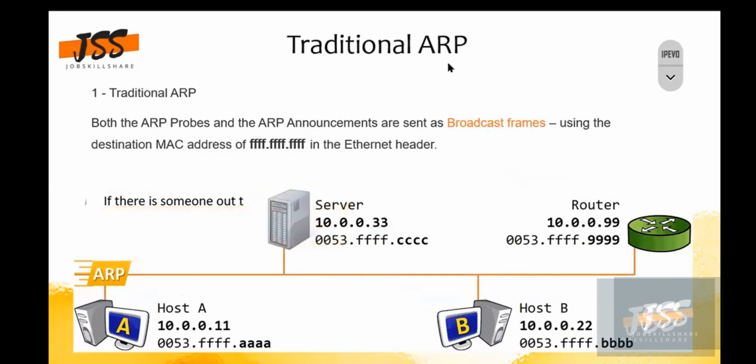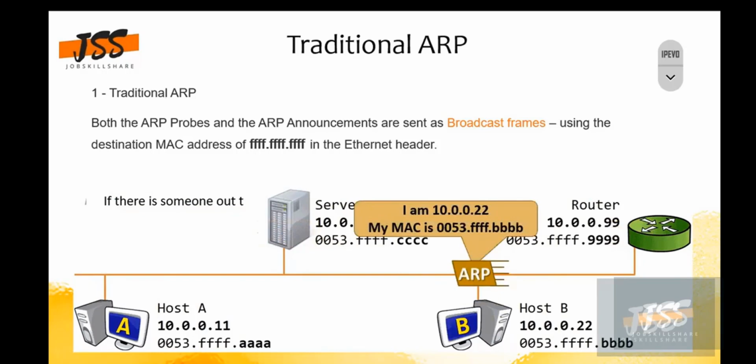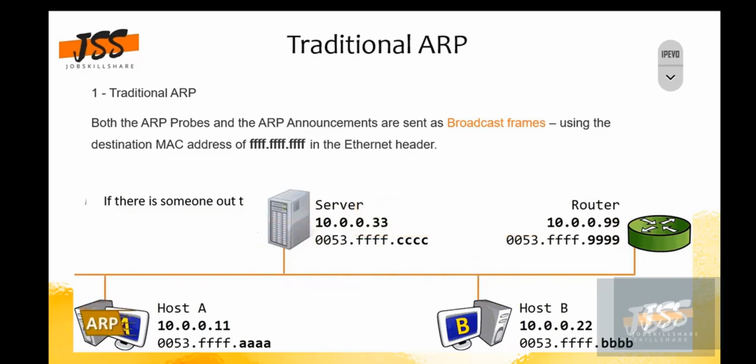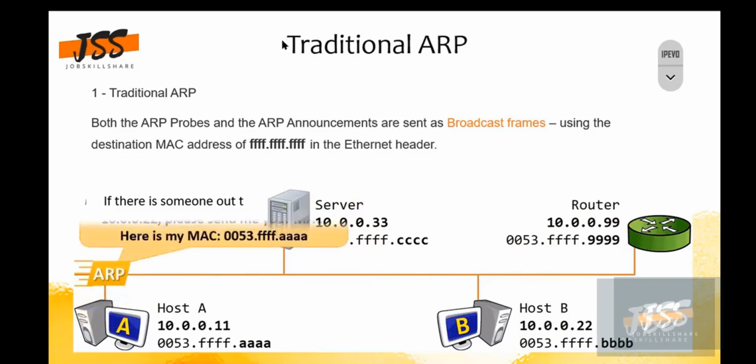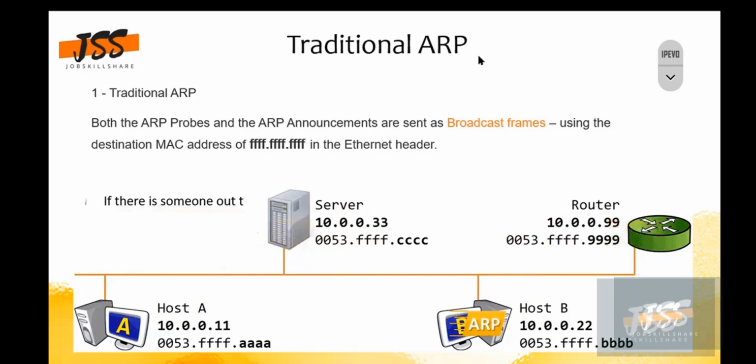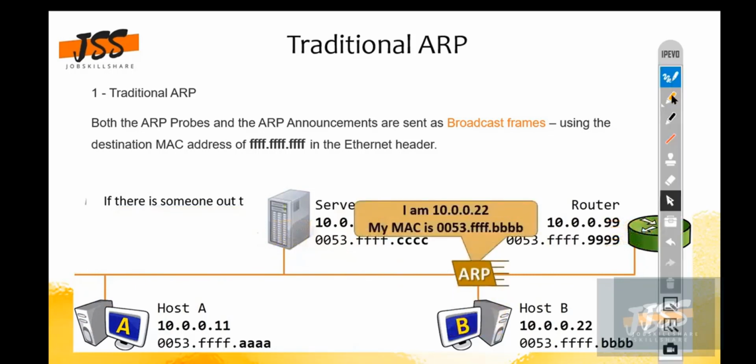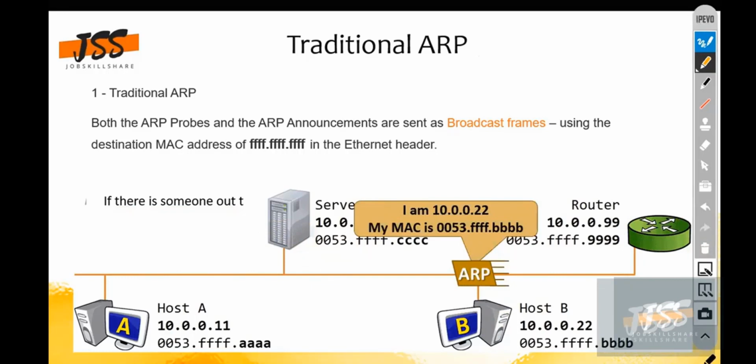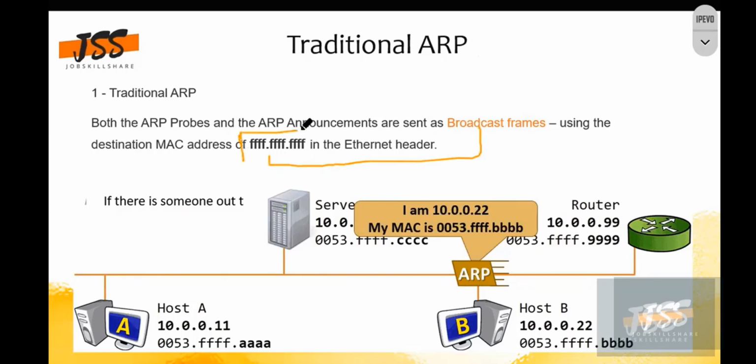So here I'm talking about the traditional ARP. I told you in our switching environment, when PC1 wants to communicate with PC2, it uses a kind of broadcast, which is traditional ARP. So if I can show you, it is written here, traditional ARP. What is ARP? Both the ARP probes and the ARP announcement are sent as a broadcast, which is nothing but all Fs, using the destination MAC address FFFF in the Ethernet header.